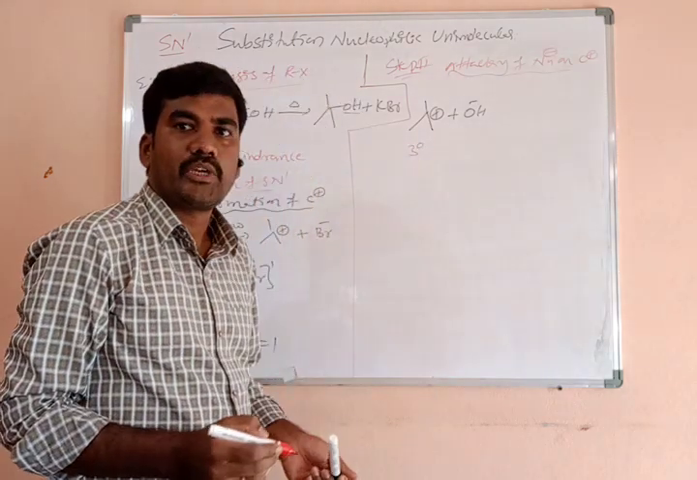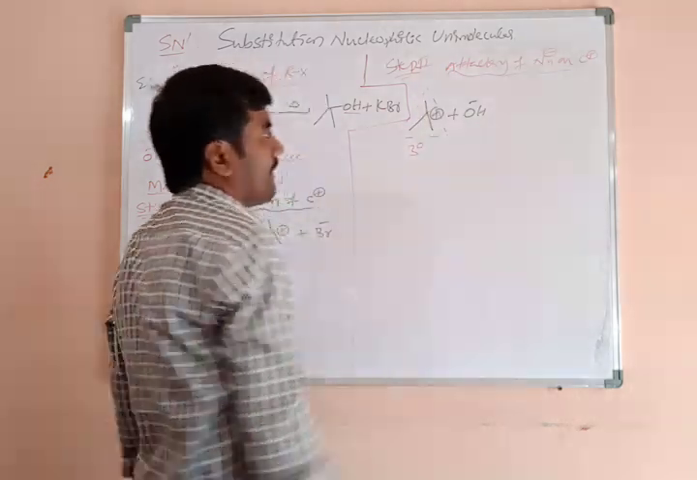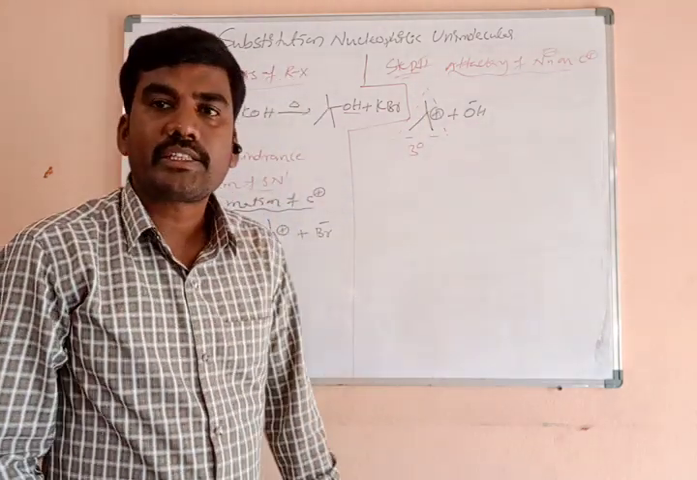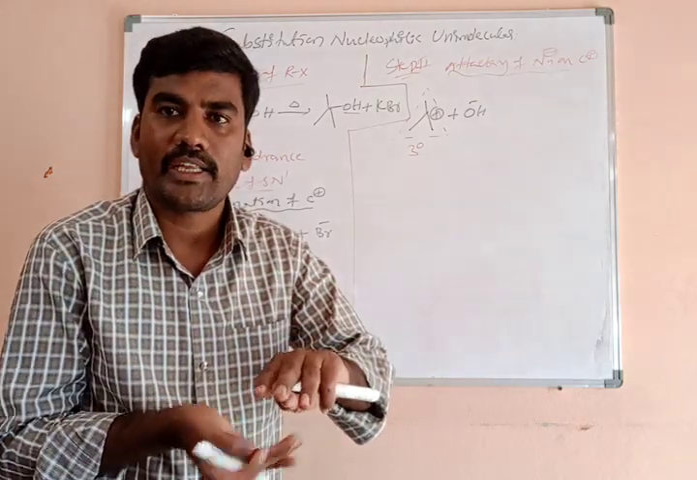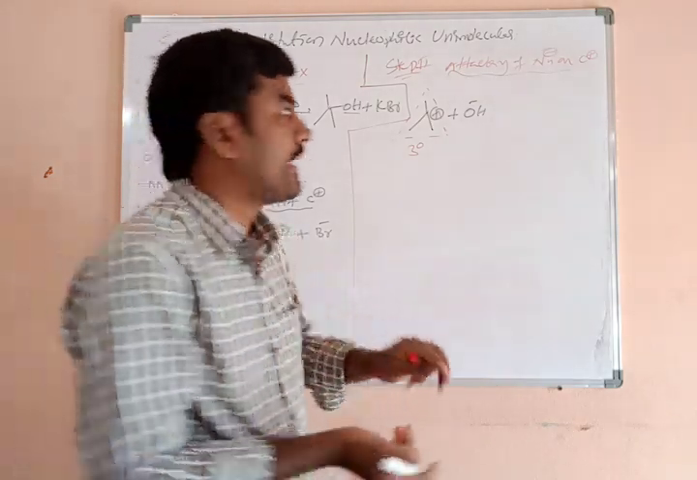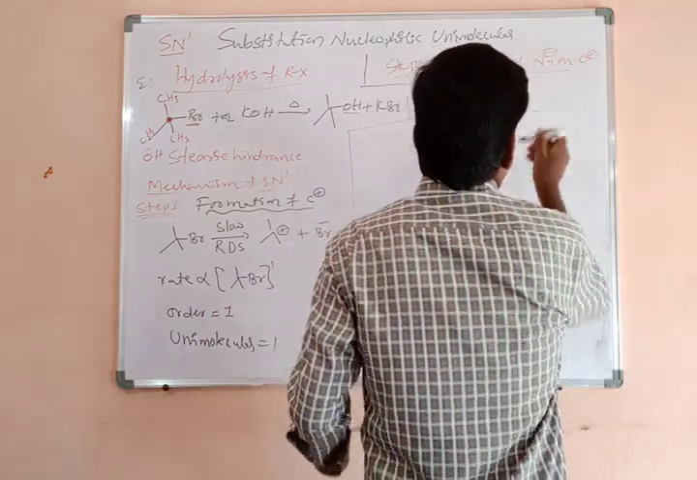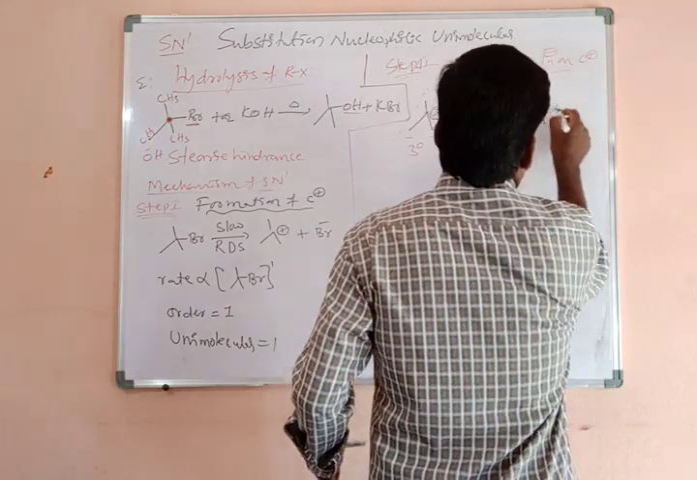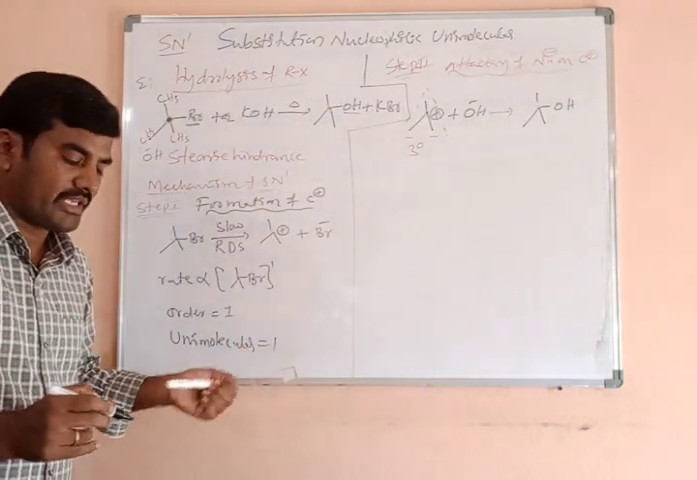The carbocation undergoes sp2 hybridization, so it has a planar structure. The nucleophile can attack either side of the plane of the carbocation, either above or below, to form the final product. That is our tertiary butyl alcohol. These are the two steps involved in the SN1 mechanism.